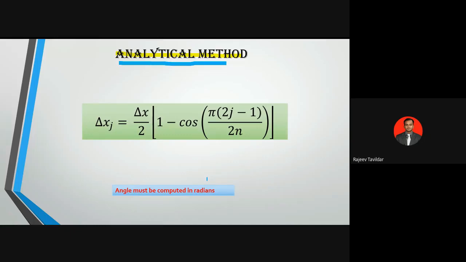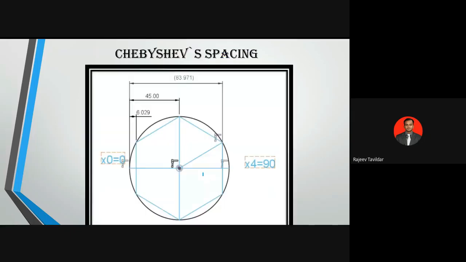What I was telling is, in the previous class we have done with this Chebyshev spacing, wherein we have found out the distances of the precision points. So, for example, in the previous case, we had been asked to find out the precision points for a range of x equal to 0 up to 90 degrees, wherein we have found out the precision angle points over here, that is 6 degrees, 45 degrees, and 84 degrees respectively.